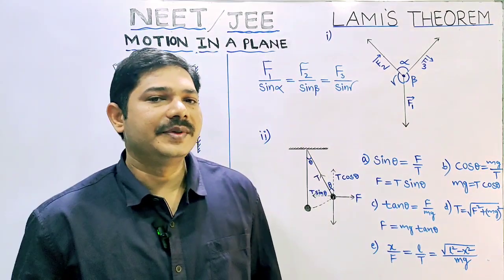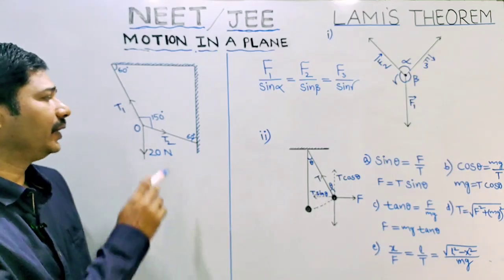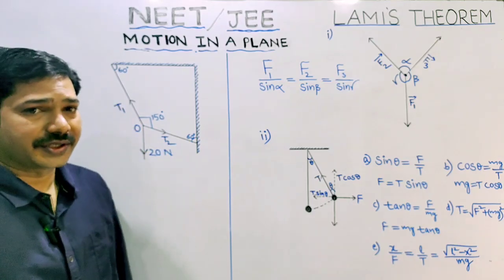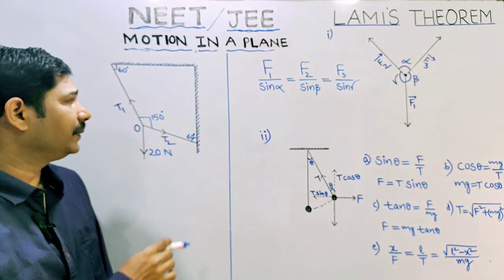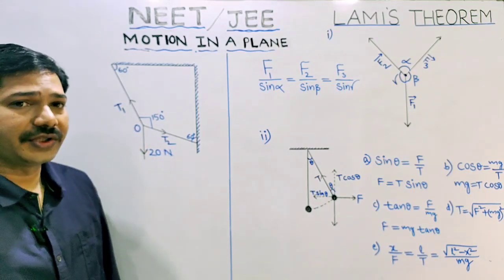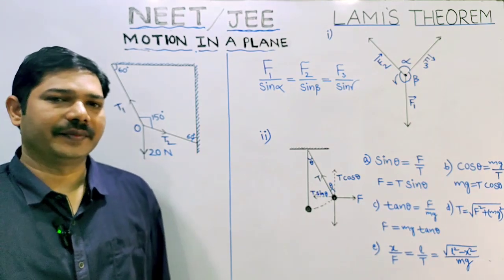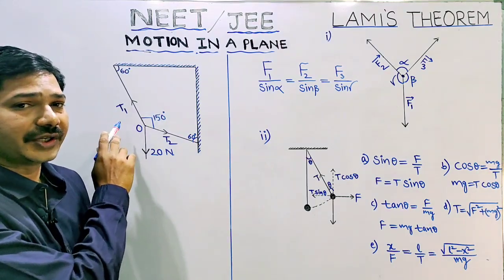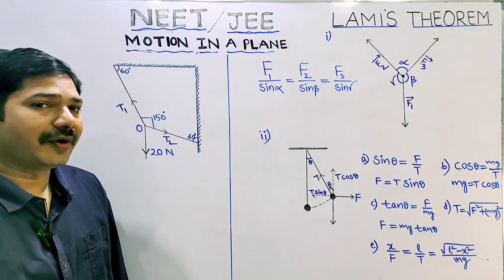You can observe on the board. One diagram is given. Here two strings are there, the first string and the second string, and in the middle at a point some load is attached. Here the tension in the first string is say T1, and in the second string is T2. The load here is 20 Newton. The question is: find the tension in the first string, T1, how much? And the tension in the string T2, how much?